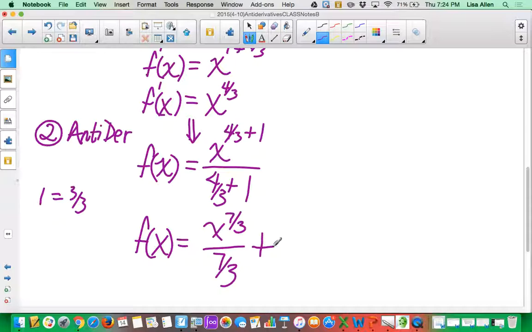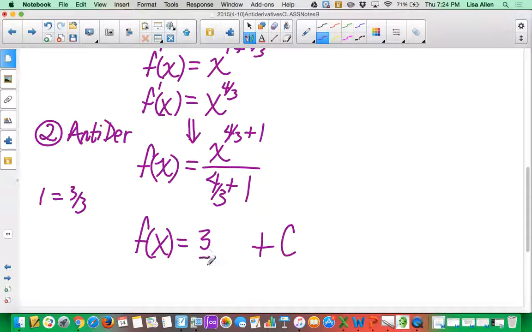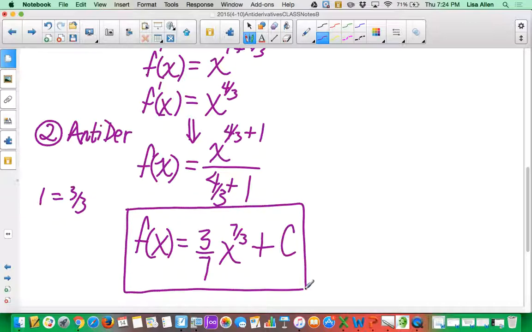You have a plus c, but if you recall with dividing by a fraction, when you divide by 7/3, you will multiply by the reciprocal. So the first term then becomes 3/7 x to the 7/3. So we now have our general antiderivative. So this is our general antiderivative.